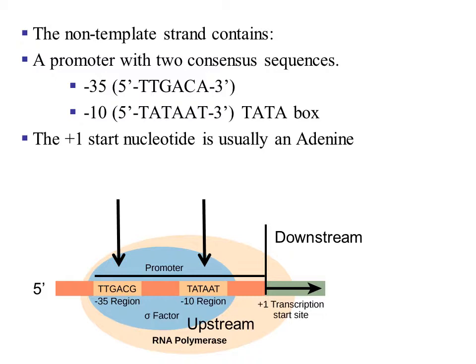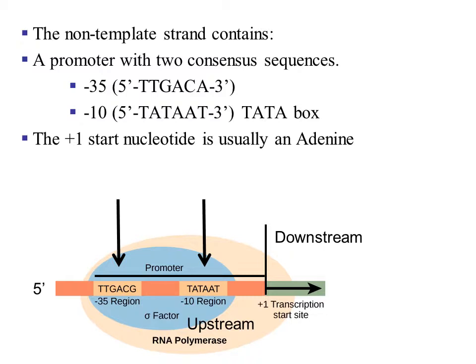So DNA is double-stranded. One strand is referred to as the template strand, and the other strand is referred to as the non-template. In the image below, we are looking at a non-template strand. On that segment of DNA, we will have two consensus sequences. One of them is upstream from the start site, 35 nucleotides away. The other one is upstream, 10 nucleotides away.